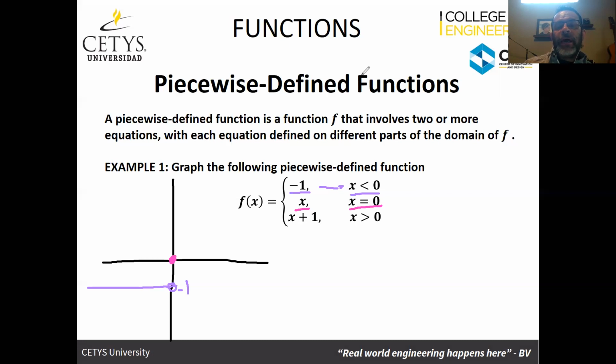And then we're going to have x plus 1 for x larger than 0. So we know that x plus 1 is a straight line. And what is happening to that straight line, according to what we saw previously about graphs? What is happening with that +1 that we have there?